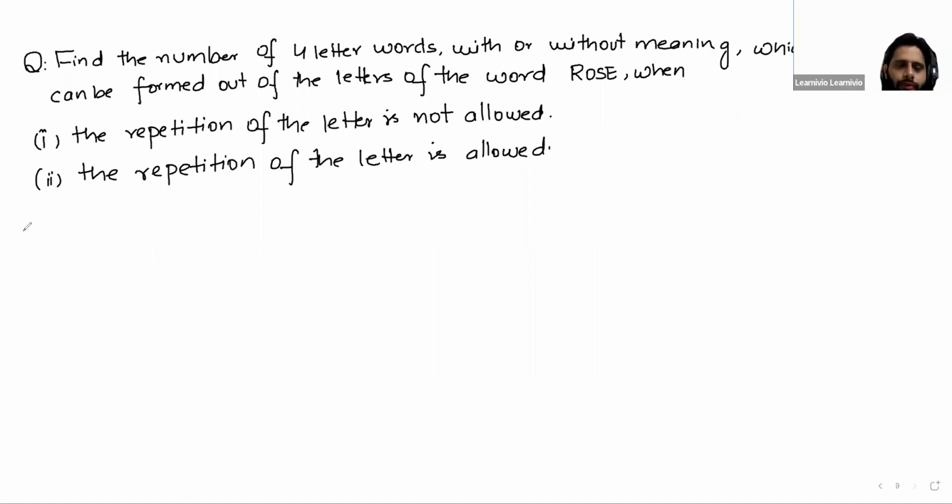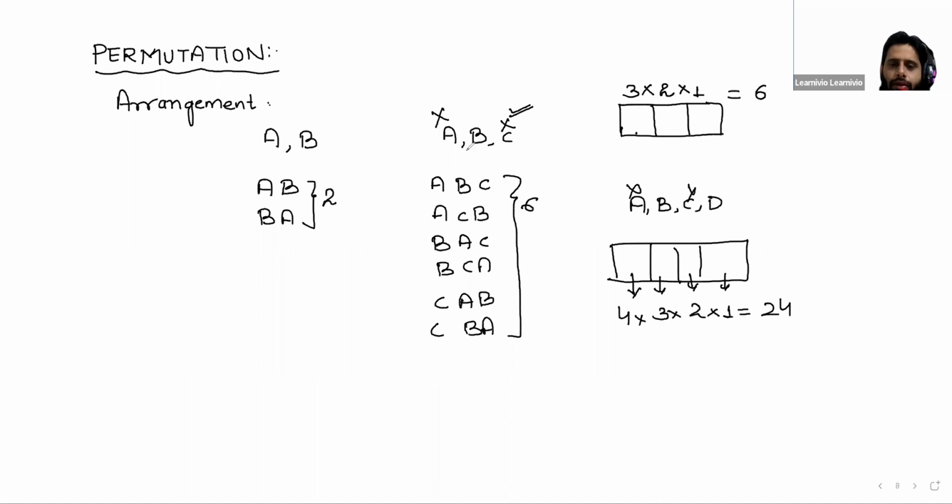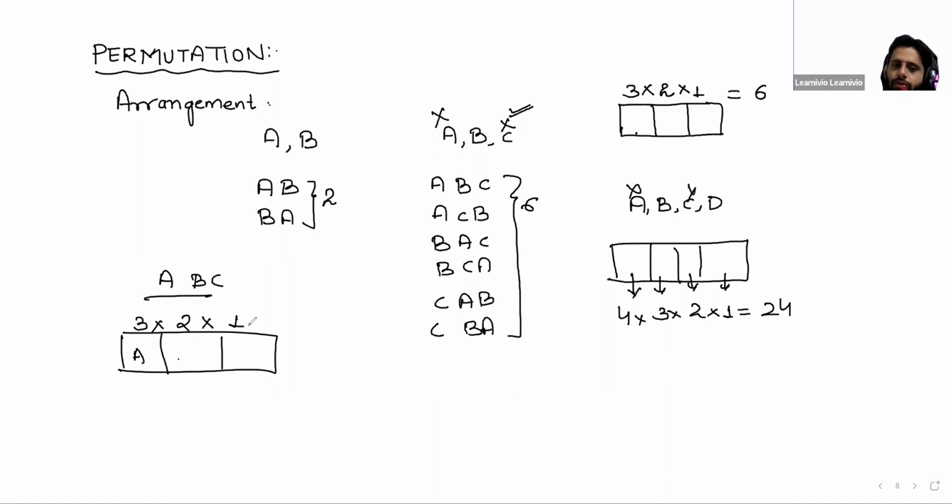So we will try this question. Now, what is meant by repetition? If we take a previous example, suppose we again have 3 alphabets. We need to make a word from this. If we say that repetition is not allowed, then if we have used A over here, we can't use A again. That's why this block has 3 options. We have used 1, next has 2 options, next has 1 option.